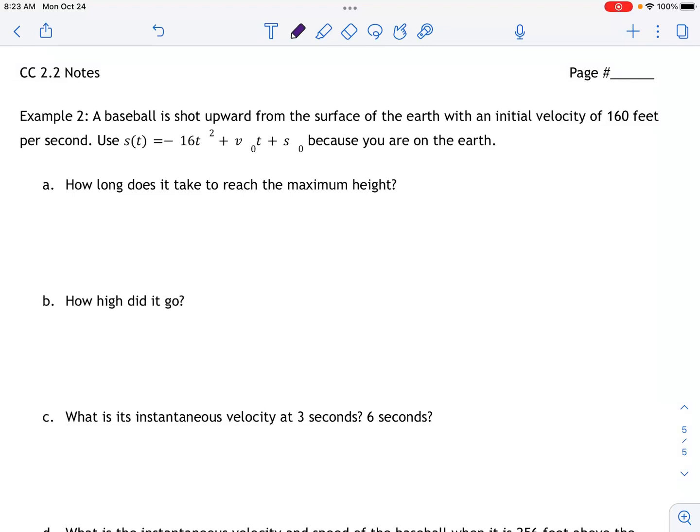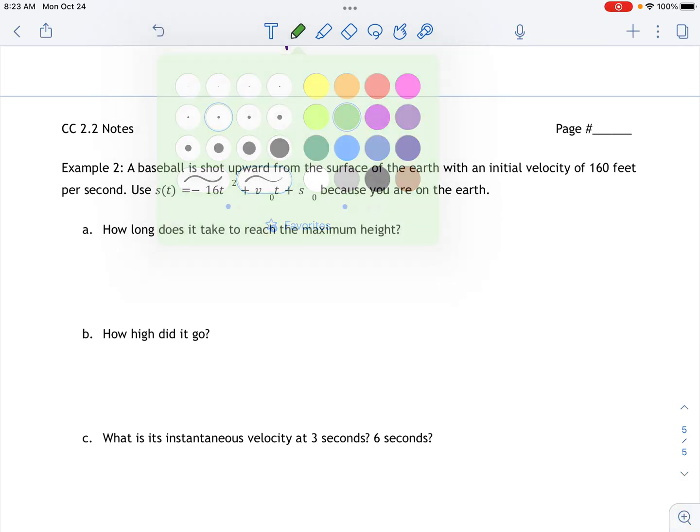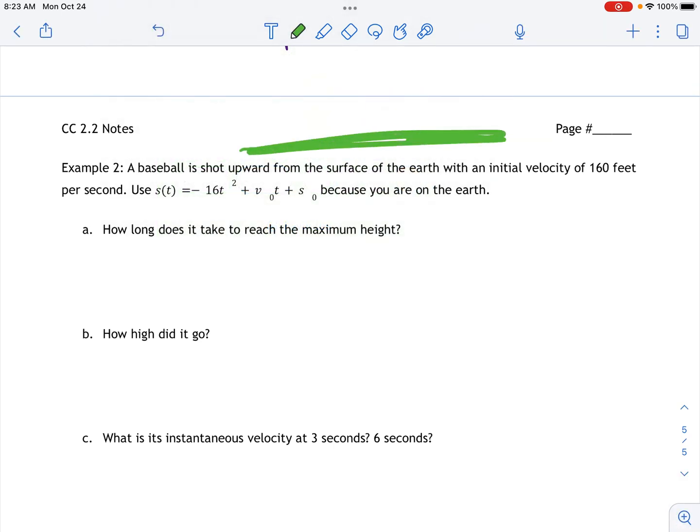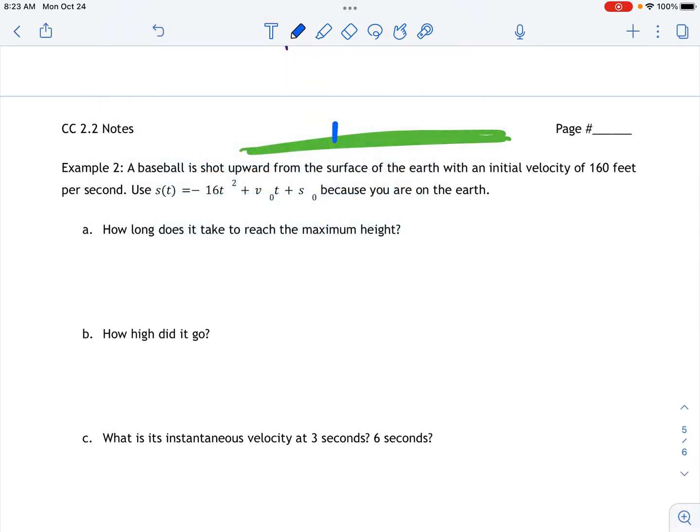For our second example, we're talking about a baseball. A baseball is being shot upward from the surface of the earth. So we have the surface of the earth. I'll draw it in green for grass. And then you have a baseball, and it gets shot straight up in the air, and then it comes back down. Okay, so that is the picture that we're dealing with.